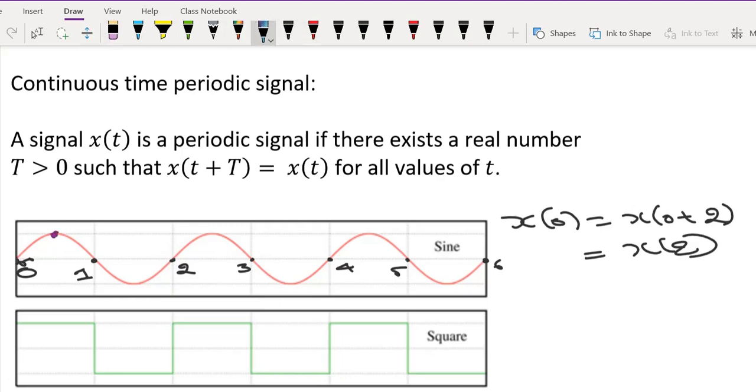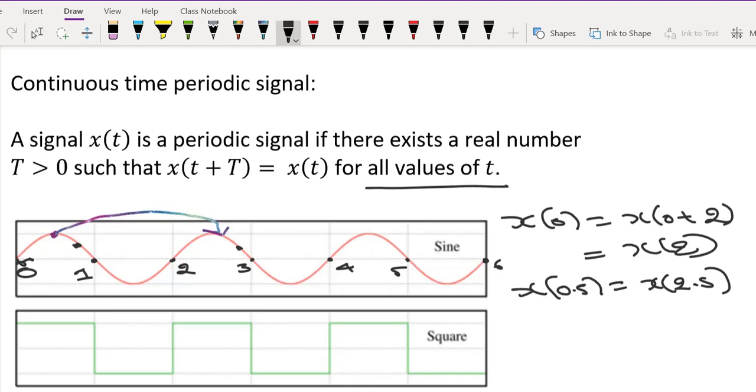And it should be the same for all other values. Let's say if I start at 0.5, then I jump capital T, which will be 2.5, and then I get there. So I can also say x of 0.5 will be equal to x of 2.5. Similarly, I can start at any other point. Let's say if I start at 0.7 here, then it will be equal to 2.7 right there. Okay, so that is why you have all values of t here. So no matter where you start, if you advance by capital T seconds, you'll end up at the same place or the same value. That's what this definition is saying.